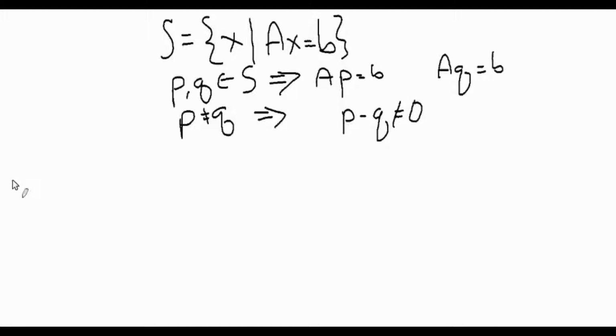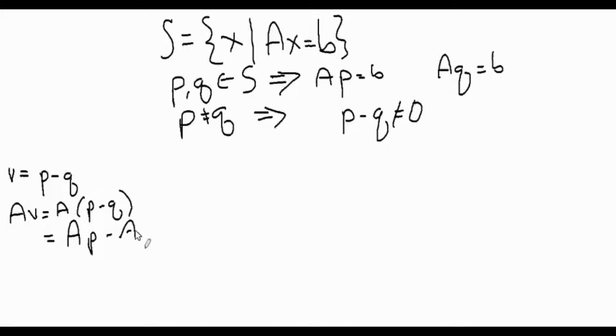Let's begin the problem by just defining a new vector. Just do it by construction. We'll do proof by construction. We will construct this new vector p minus q and call it v. Pre-multiply both sides by A, so we get Av is equal to A(p minus q). Distribute A through and we get Ap minus Aq.